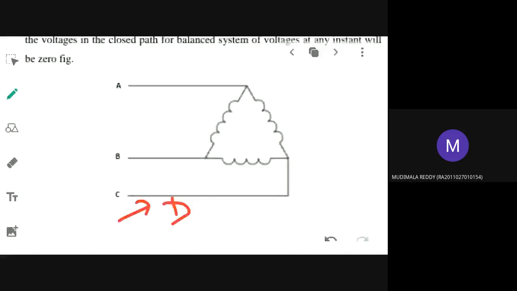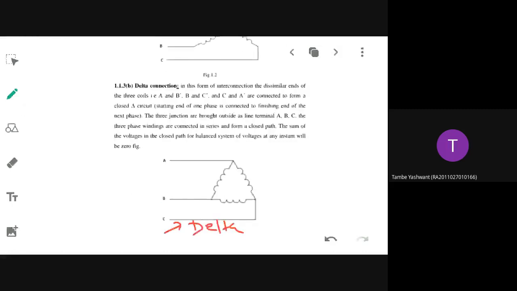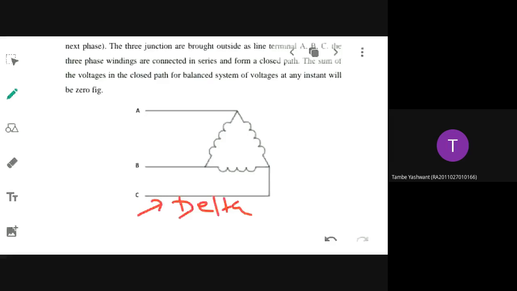So how do you get a delta connection? Form a triangle. So what will you do with the 2 ends of the coils? Again I am having these 3 coils with 2 ends. I will connect end to end all the coils. If I am connecting all the coils end to end, I will get a closed path. Yes or no? Yes, ma'am.